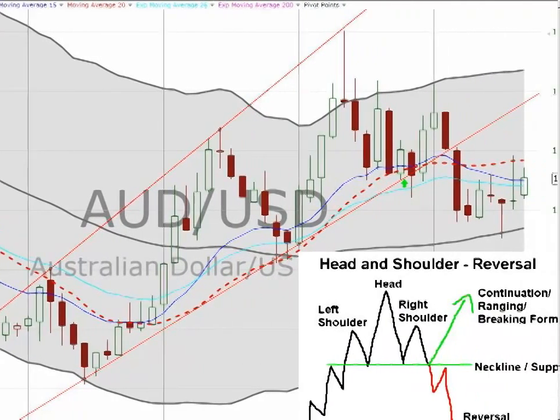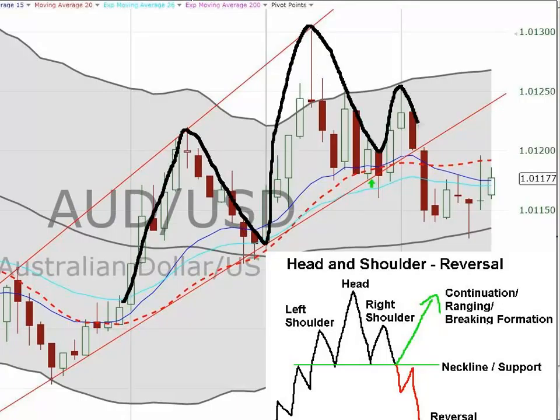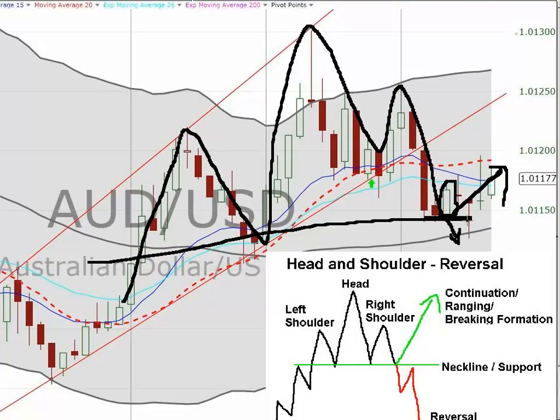This is when head and shoulder fails. So you have left shoulder, then you have a head, then you have right shoulder. See, this is the neckline, and then it just goes that way. It should at this point start breaking down, but it didn't, and this is when it fails. This is when you have to watch PA. See, right when it closes at the neckline, there's a green bar for reversal, and then it goes that way.